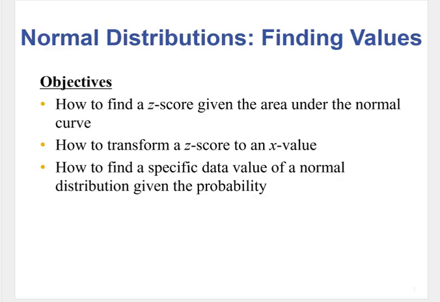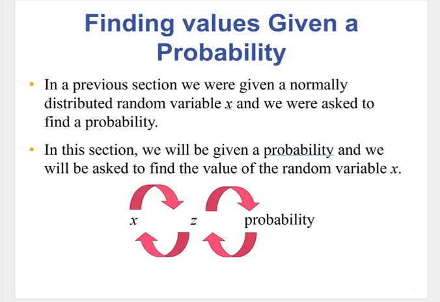All right, so in our previous lesson, we talked about how we were given a normal distribution X and we were asked to find the probability. Now we're going to go backwards. We're going to be given the probability. We are going to need to go back and find the Z value that corresponds to that probability, and then we will need to go backwards again and find the random variable X that goes with that Z-score. So this will be very much doing everything we did before, but only doing it backwards.